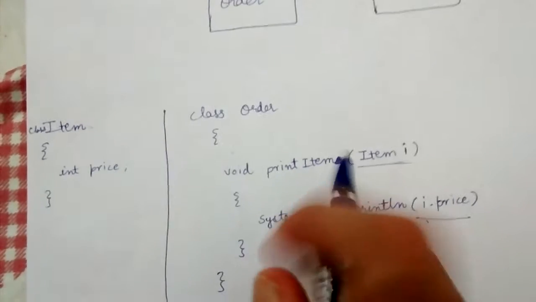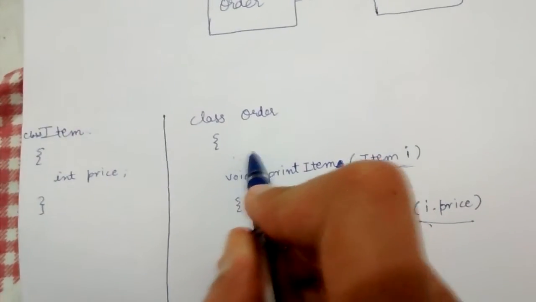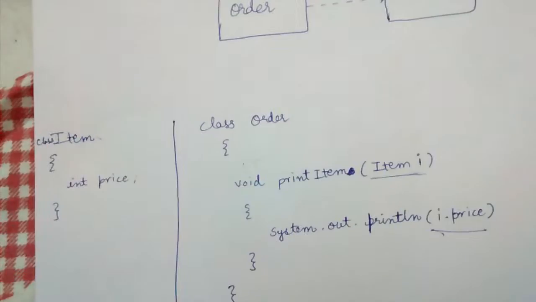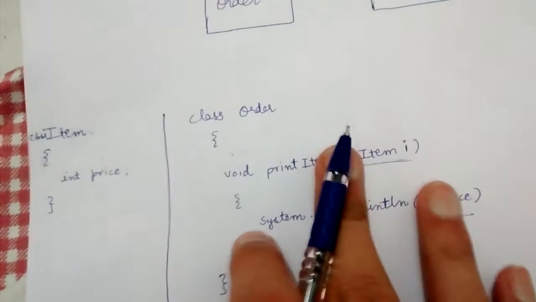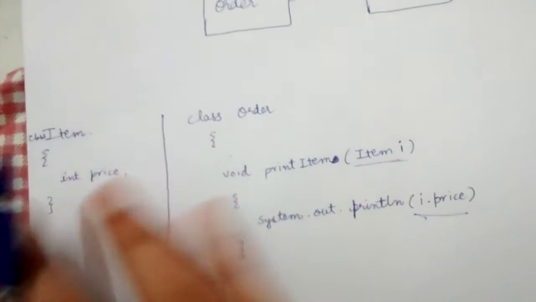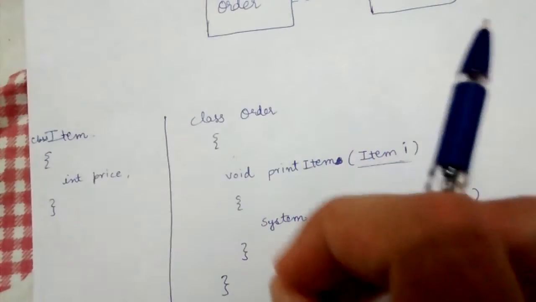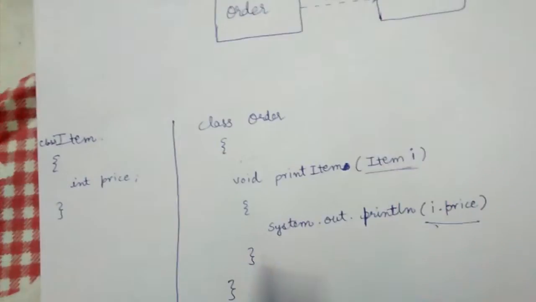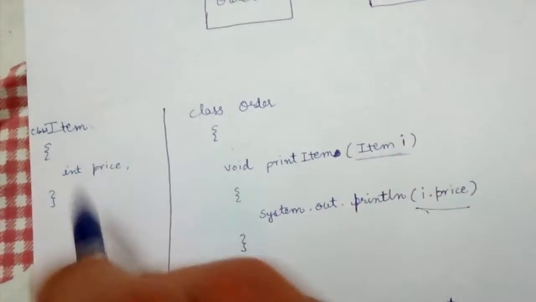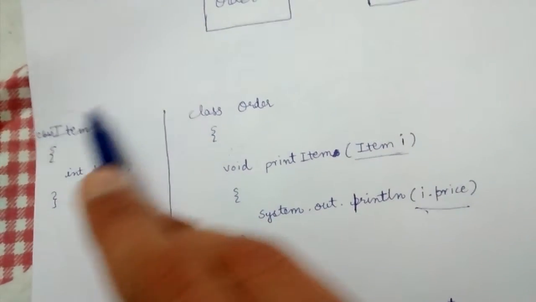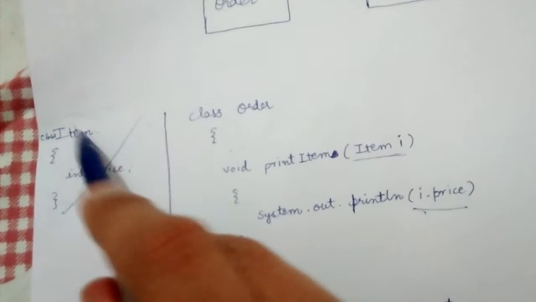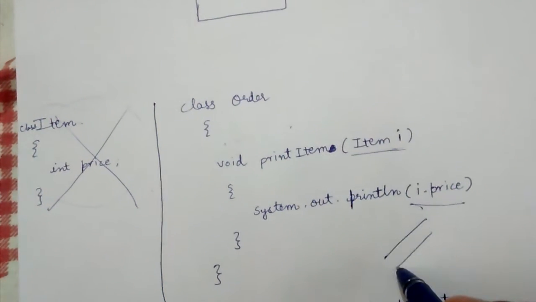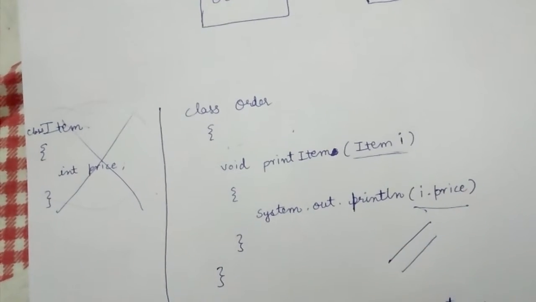Item is not an attribute of class order, so both of these are not associated. One of the methods is dependent on this item class, and that method is contained in this class, hence for this whole class to compile, this item class must be present. If this item class is not present in our source code, this particular class, order class, will not compile.